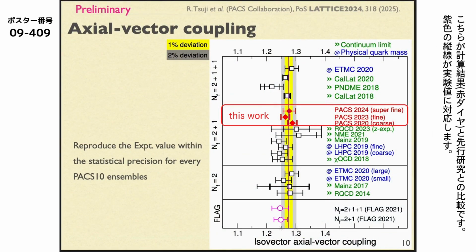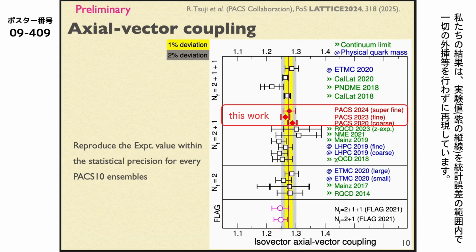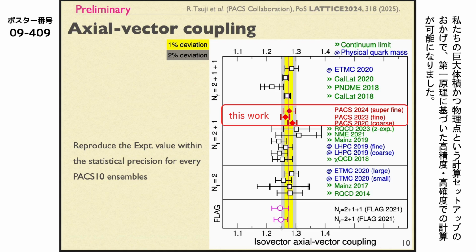These are the results and a comparison. This purple vertical line represents the experimental value. Our results reproduce the experimental value within the statistical precision without any extrapolation. Thanks to our physical point calculation setups, this high precision and high accuracy determination from the first principle is available.